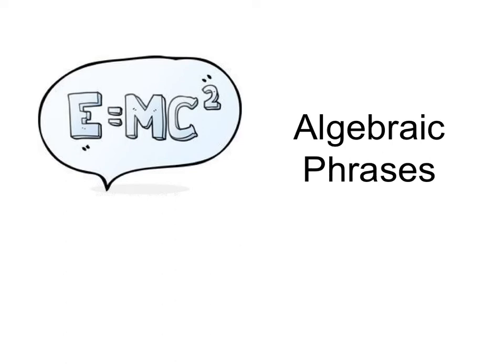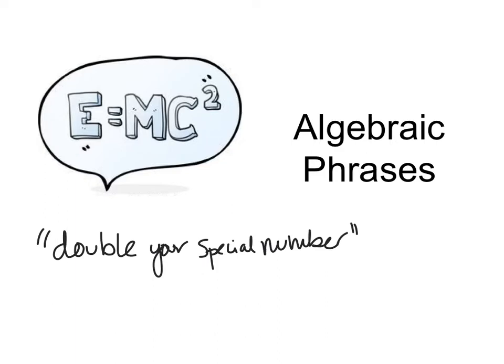In this video, we are going to learn some key words to look for when trying to translate situations or sentences into algebraic expressions or equations. For example, if you were told to double your special number, we might recognize by now that that means 2 times n or 2n. And the key there was that word double, that we know that double means 2 times. So we're going to look at what some other words are that can clue us into what operation to use.